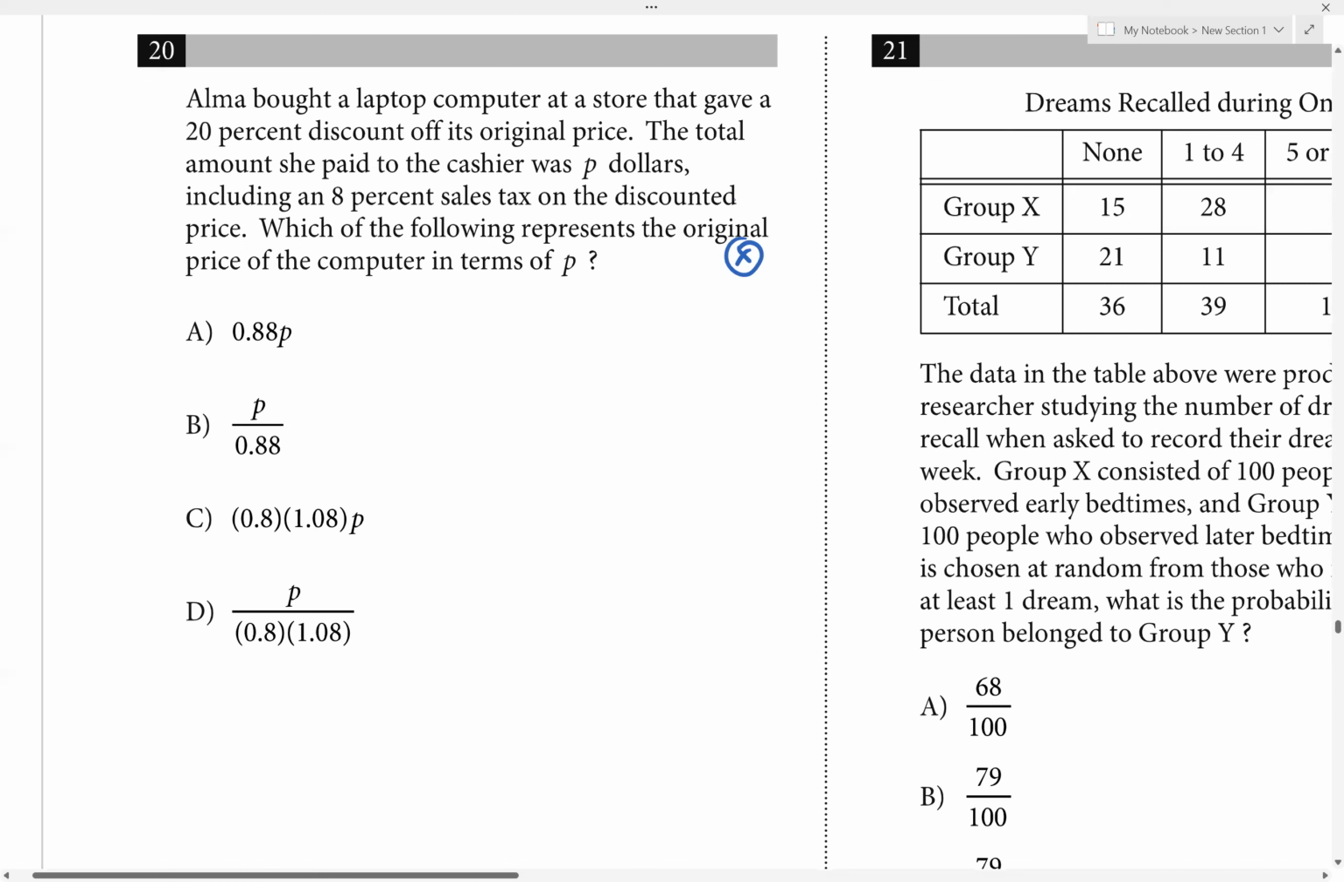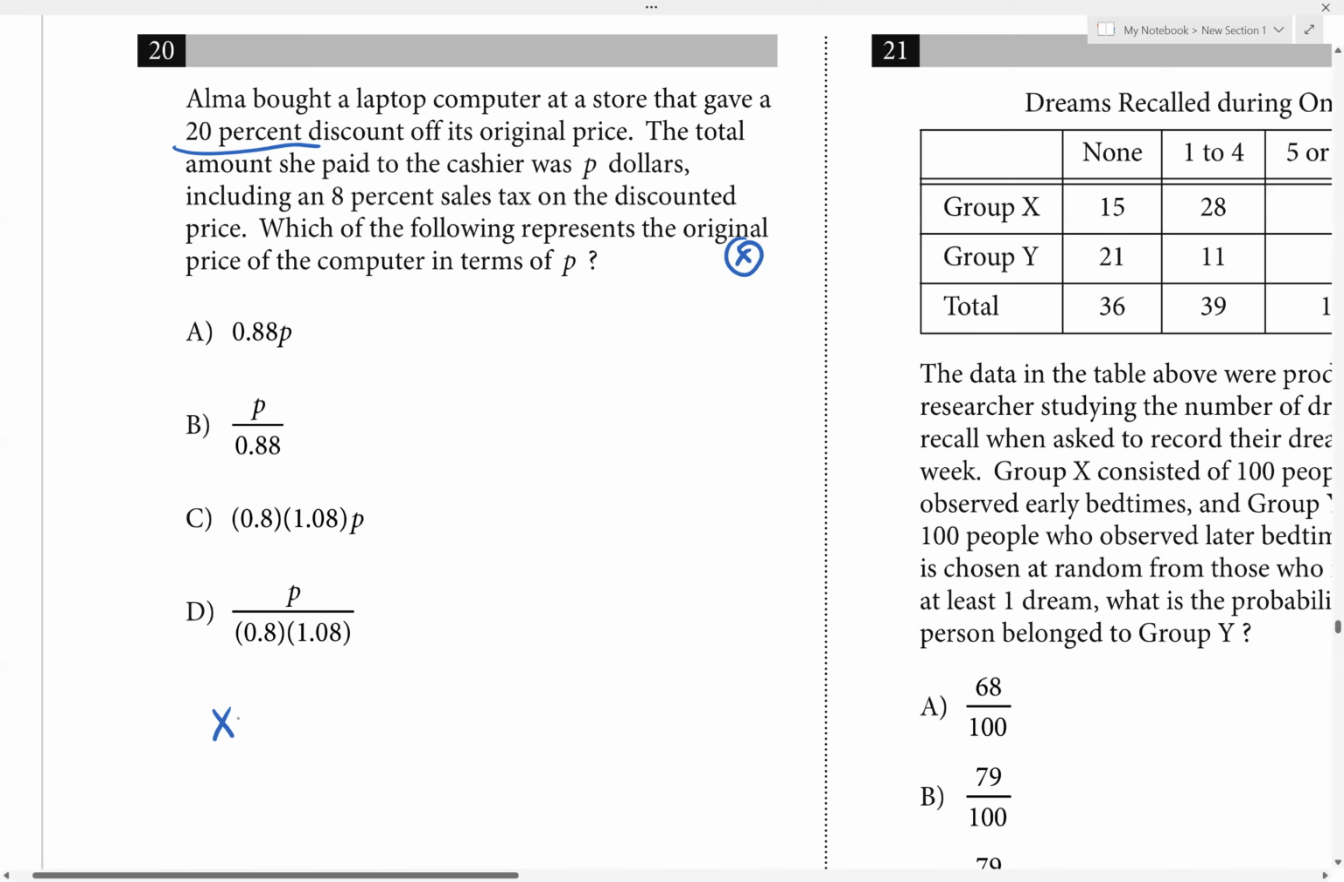So the original price of the computer, we had to pay X dollars. That's what we start with. Based on this price, the store gave her a 20% discount. So this is a percent decrease, because there's a 20% discount. The original price X, we had to decrease by 20%. The original amount is like 100%, so if we decrease by 20%, then what we actually have to pay will be 80% of the original price.